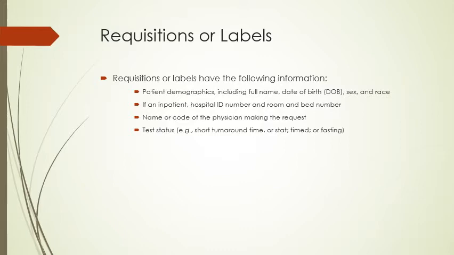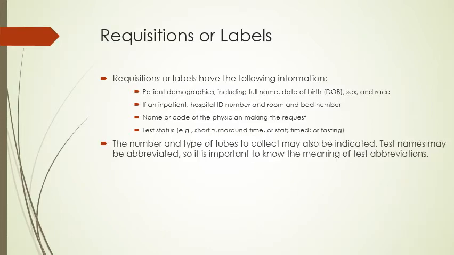There should be a name or code of the physician making the request so they know who's requesting this. And then the test status, meaning it needs to be stat, they're fasting, if there's a certain time for it, so the status of the test. All these things have to be present on the requisition or the labels. The number and type of tubes to collect may also be indicated on these.